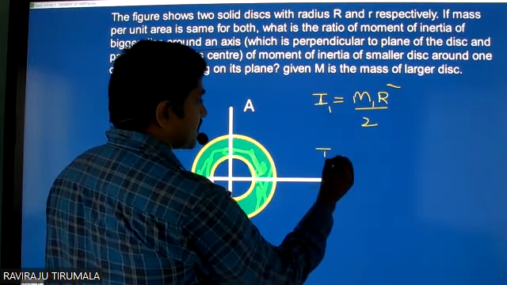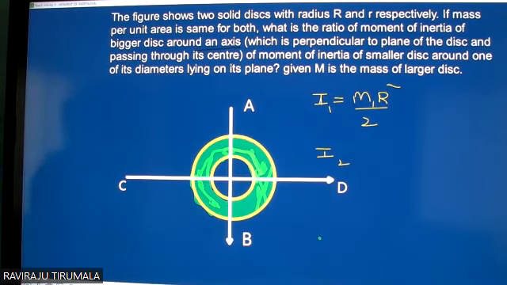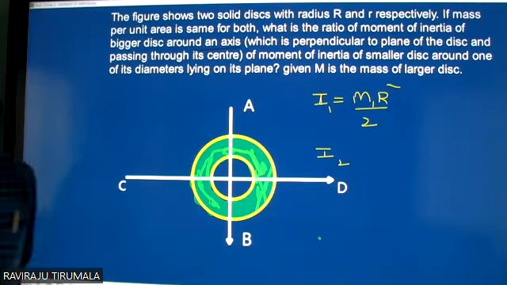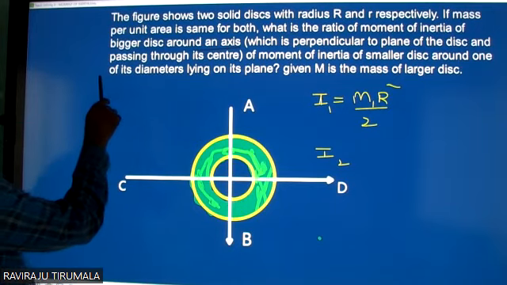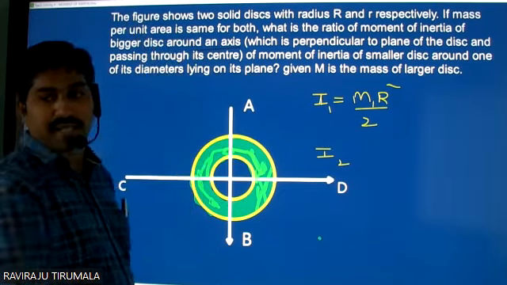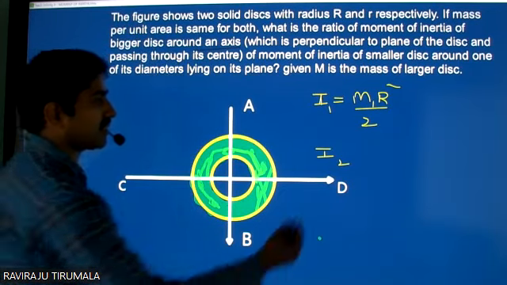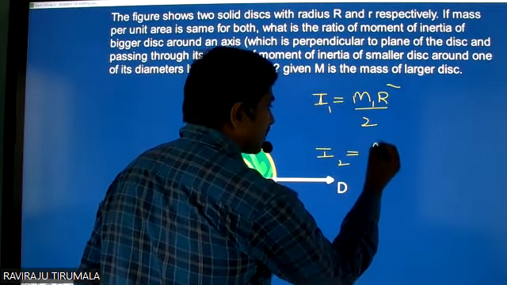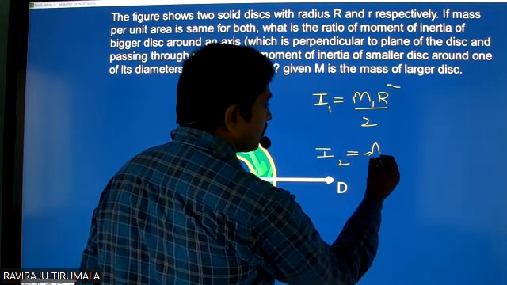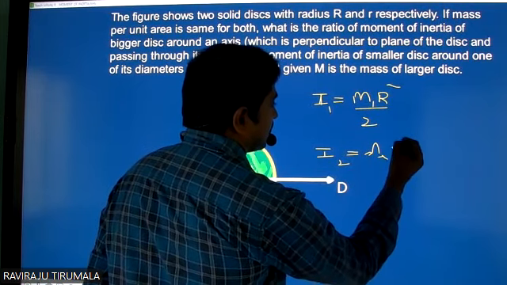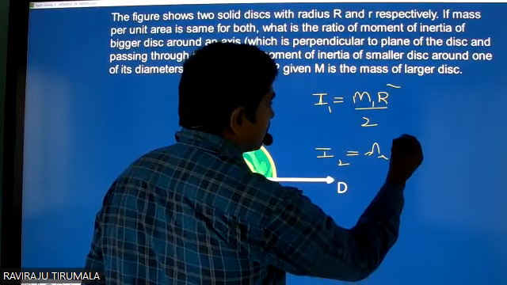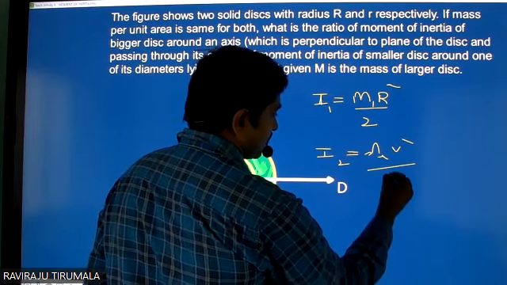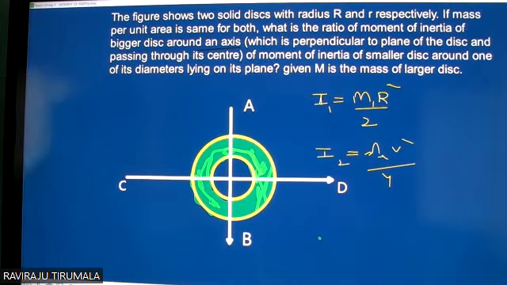What is the formula for the second one? How was the axis taken for the second one? Around one of its diameters lying in its plane. About a diameter, what is the formula for a disk? M R square by 4 only. Here I consider M2 small r square by 4. M2 small r square by 4 only.